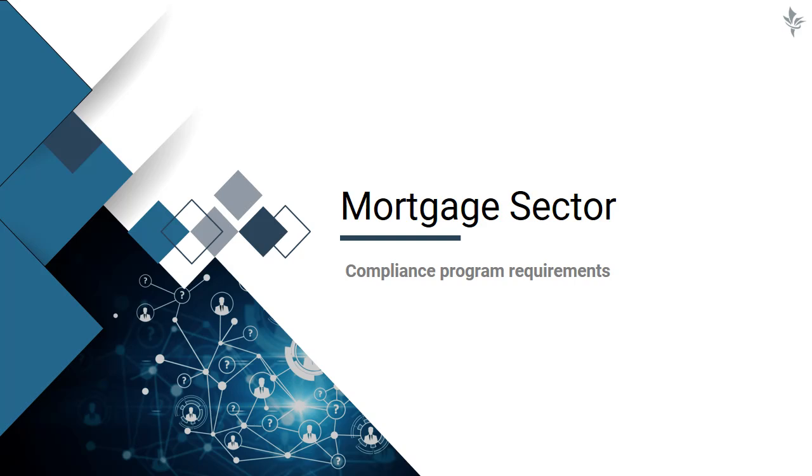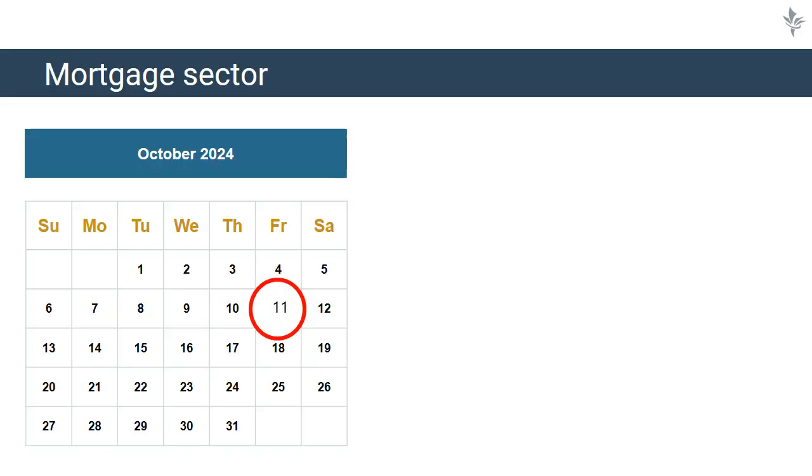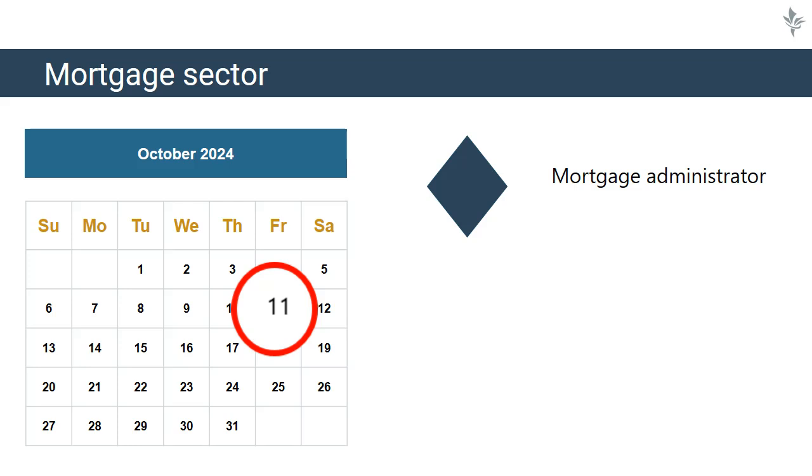If you're in the mortgage sector, this video explains your compliance program requirements. As of October 11, 2024, you are now considered a reporting entity under the Proceeds of Crime, Money Laundering, and Terrorist Financing Act and the associated regulations, if you are, or if you provide services of, a mortgage administrator, a mortgage broker, or a mortgage lender.